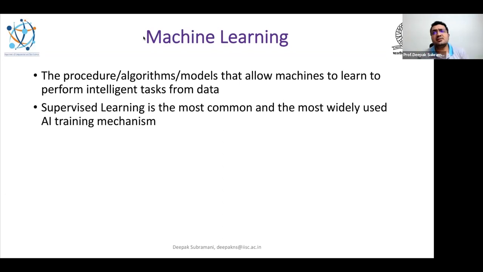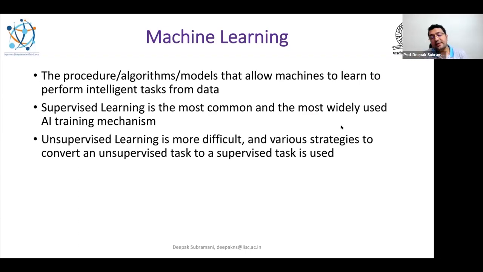To train a machine, to make a machine learn, is what is called supervised learning. Supervised learning is the most common and most widely used AI training mechanism. Repeatedly you say, this image is an image of a cat, this image is an image of a dog, and you show 1 million examples of cat images and dog images. You supervise the machine to train. That is what is called machine learning.